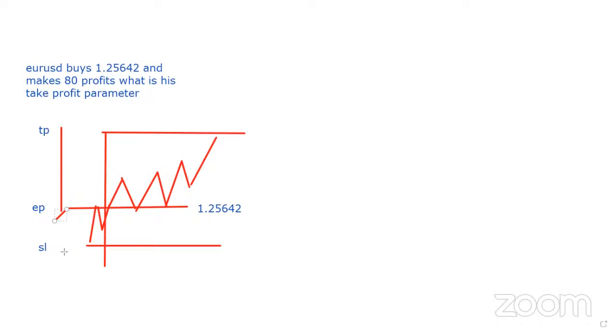But for calculation purposes, let's use 80-80 for your stop loss and your take profit. 80 pips, 80 pips. So for a take profit, the calculation is simple. All you need to do is add 80 pips to your entry point, 1.2562.